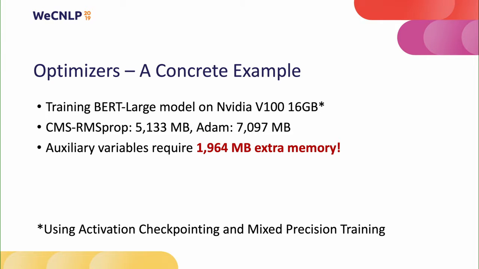Now, these auxiliary variables do not seem to cost that much additional memory, but here's a concrete example to put things into perspective. In this scenario, we are training a BERT large model on an NVIDIA V100 with 16 gigabytes of memory. Furthermore, we are using activation checkpointing and mixed precision training to save additional memory. So now you can see that the Adam optimizer uses 2 gigabytes more memory than stochastic gradient descent.